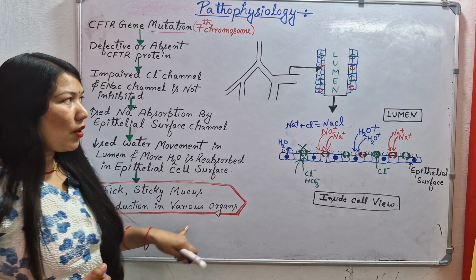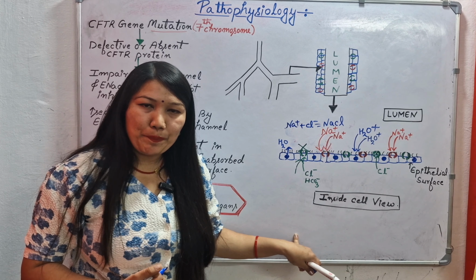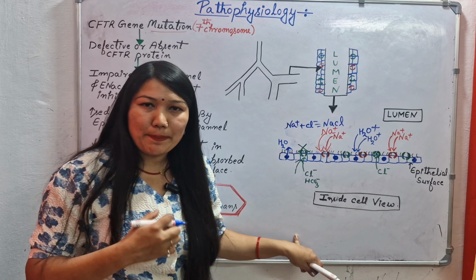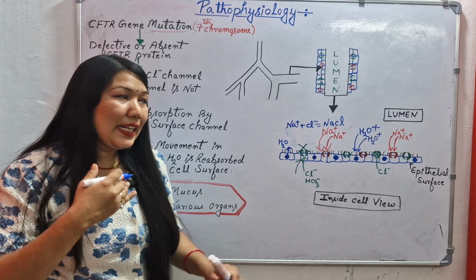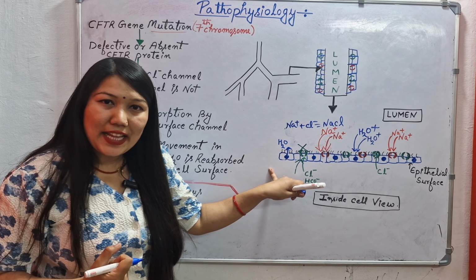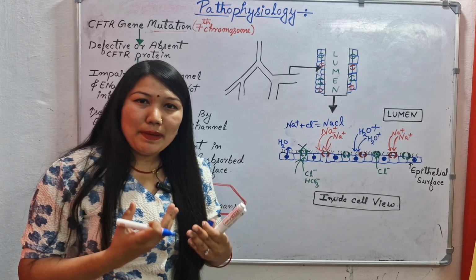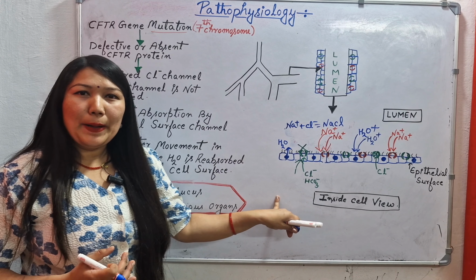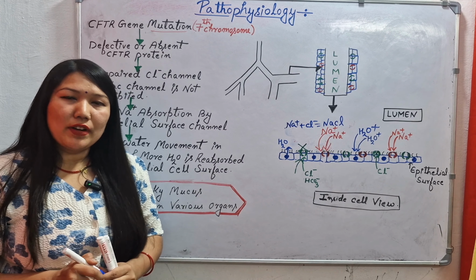So this was the process for our GI system, for our reproductive system, and for the respiratory system. But if we talk about the integumentary system, what happens? The sodium ions, the chloride ions, and the water molecules stay inside the epithelial surface layer. So whenever a mother kisses her baby, the baby's sweat is very salty. This process happens only in the GI system, the respiratory system, and the reproductive system. So this was the pathophysiology of cystic fibrosis.